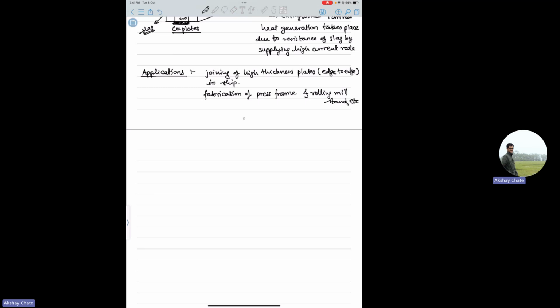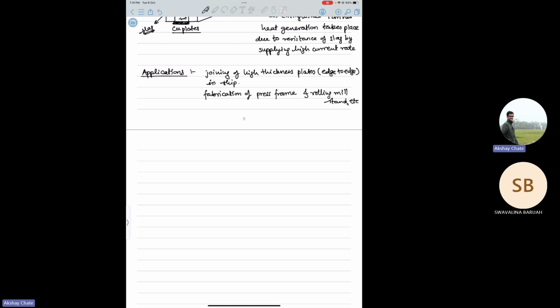Then there are certain more interesting types of techniques which come under autogenous welding. Basically, you don't use any filler material in these cases. Okay, so this is autogenous. First is called explosive welding. Then you'll have ultrasonic, friction welding, forge welding, diffusion welding, and then laser beam or electron beam welding. Finally, you have brazing and soldering.